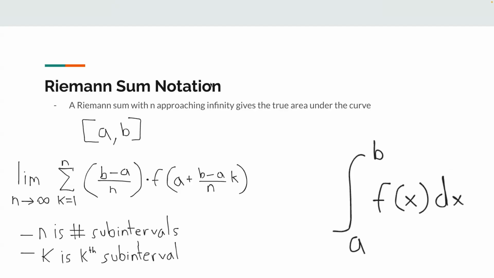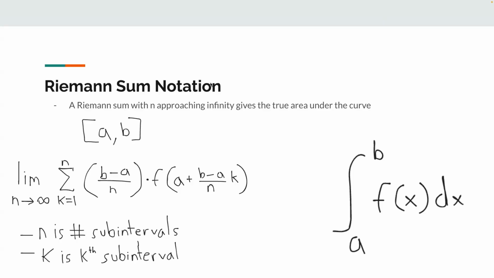So for an interval a to b, the limit as n approaches infinity of the sum from k equals 1 to k equals n of (b minus a) over n times f of (a plus (b minus a) times k over n). This is the actual area under the curve.